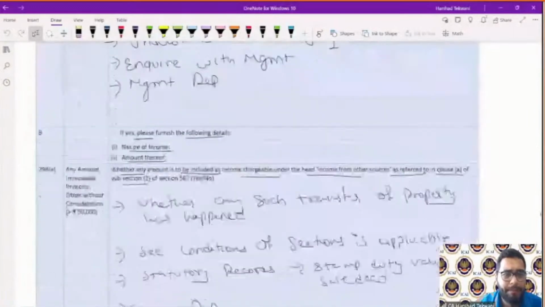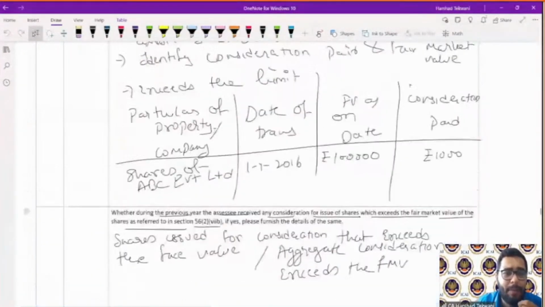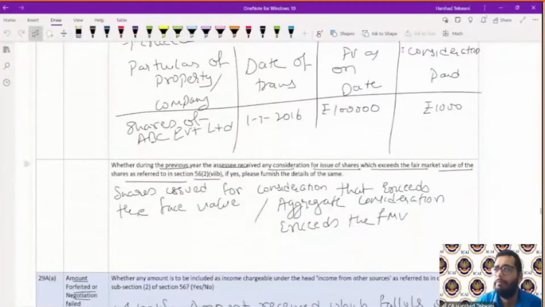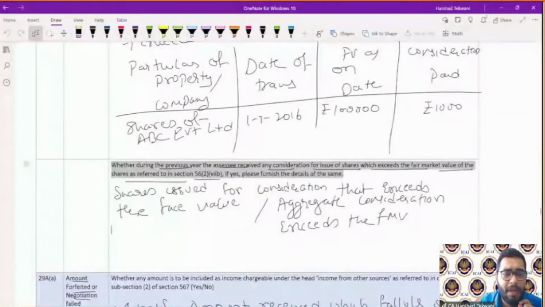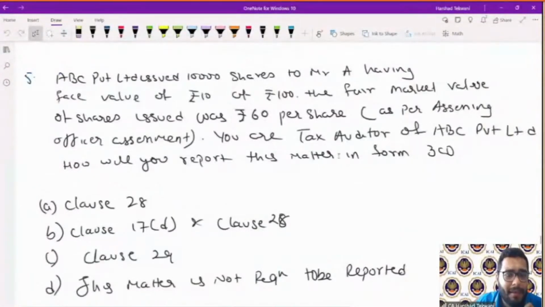So clause 29 says: whether during the previous year the assessee received any consideration for issue of shares which exceeds the fair market value of shares referred in section 56(2)(b). If yes, then furnish the details. So that amount will be reported in this particular clause. In our case, the fair market value is 60. We have received rupees 100, and hence this exceeds the fair market value, and that's why it will be reported in this particular clause of Form 3CD.